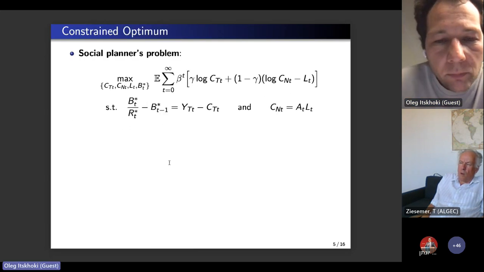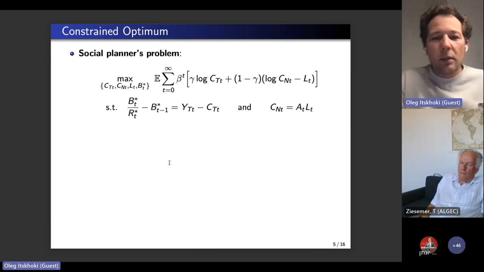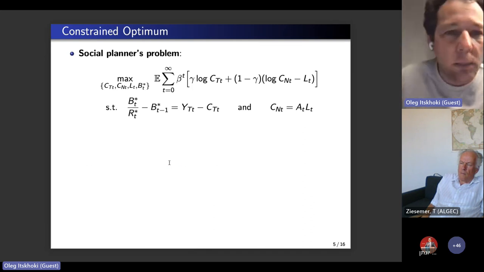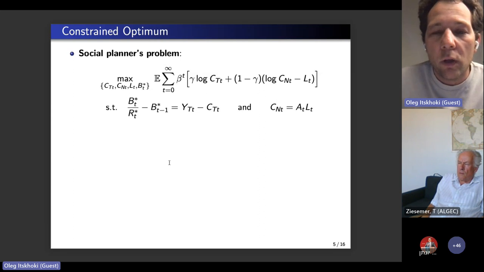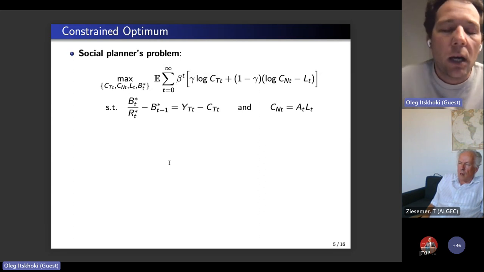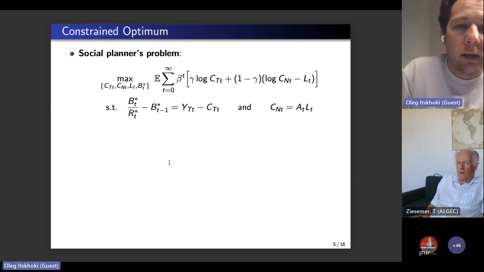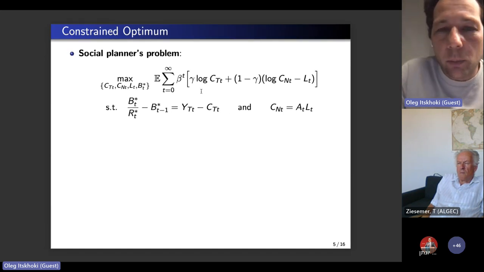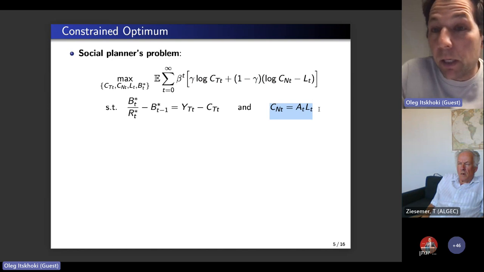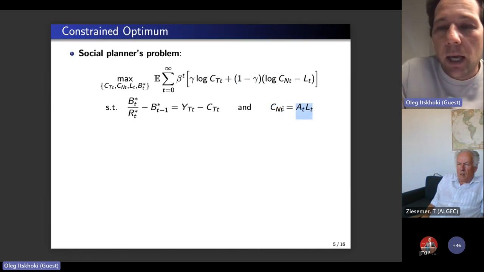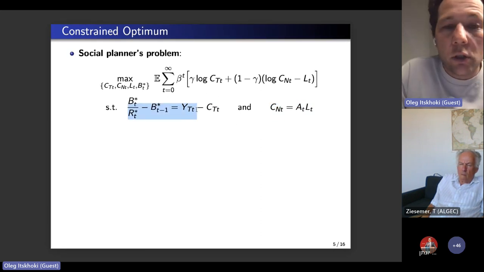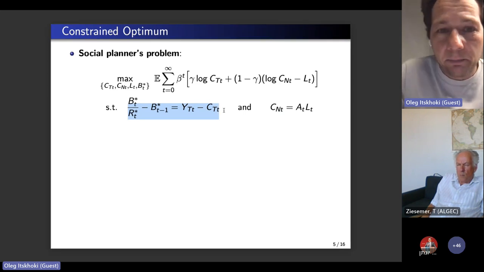Okay, so in order to explain how this model works, I will first explain what the best thing is that the planner can achieve in this environment, how it looks. I will refer to it as a constrained optimum. So the idea is, can you maximize the objective of the households subject to the production function constraint for non-tradables, right? That is how much of them you can produce, and it has to equal non-tradable consumption, which will go here, and the intertemporal budget constraint of the country.